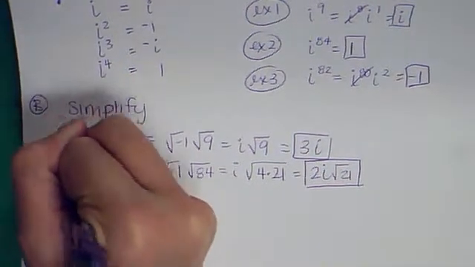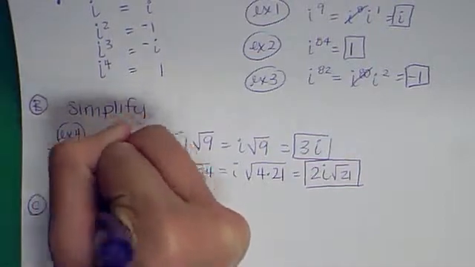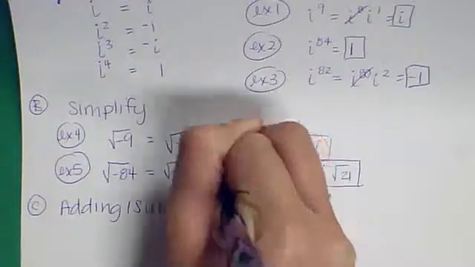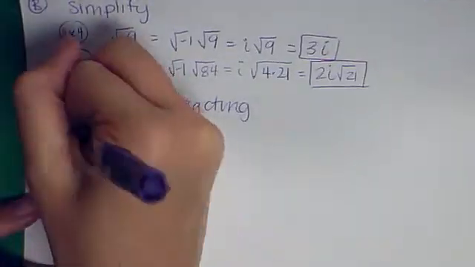Part C for today is learning how to add and subtract. So we're going to do adding and subtracting of complex numbers. This is the last thing for today.